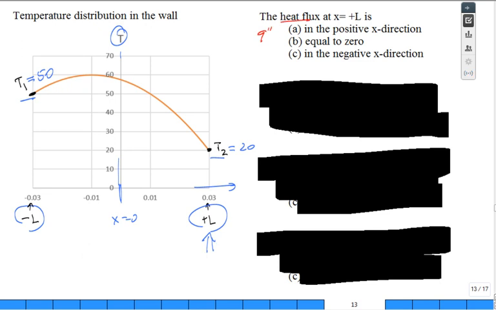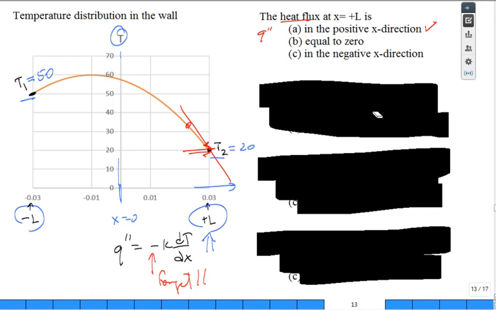Correct. We'll stop. So remember this law. q double prime is equal to minus k dT/dx. And what do I often forget? I often forget that negative sign. And so here dT/dx is negative, but I multiply by a negative sign and then the conductivity to get the positive heat flux. Heat always flows hotter to colder. It's flowing out of that slab at x equals plus L, so it's in the positive x direction. Let's go ahead and grade.